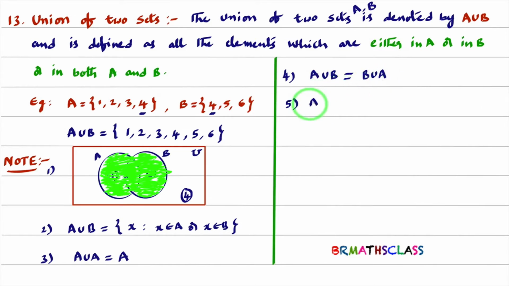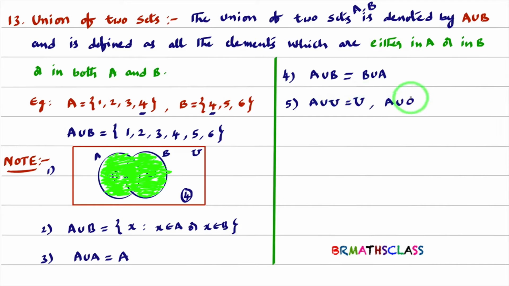When we do union with the universal set, A union universal set, which set will we get? We know that the universal set is the set which contains all the sets or elements under consideration. As the universal set is the bigger set, when we do the union, the bigger set will be the answer. So A union universal set is the universal set.